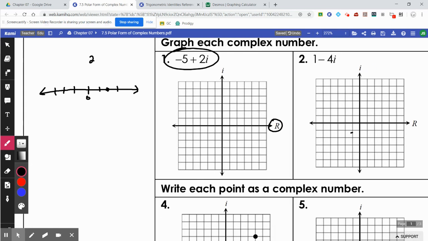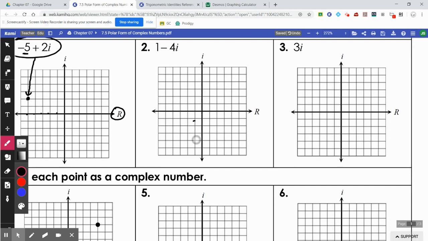So let's show you how to graph these. To plot the point for -5 plus 2i, you simply go to -5 on your real axis, 1, 2, 3, 4, 5, which is right here, and you go up to 2 on your imaginary axis. This is the point -5 plus 2i. It's located 2 units above the real number line. For 1 minus 4i, simply go right 1 on the real axis and go down 1, 2, 3, 4. This is the point 1 minus 4i.